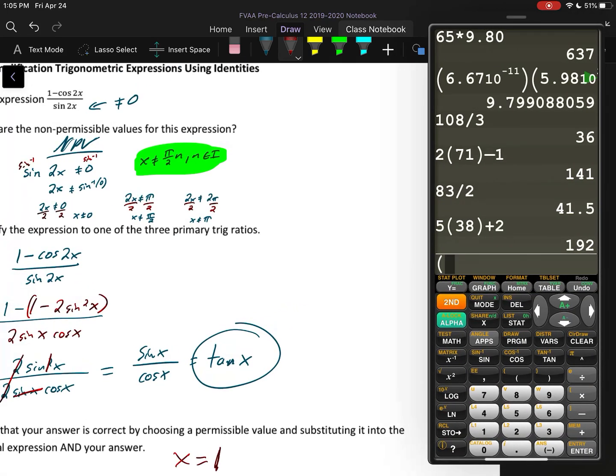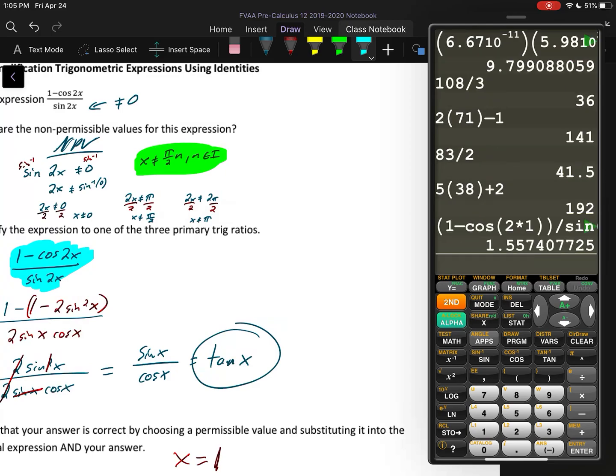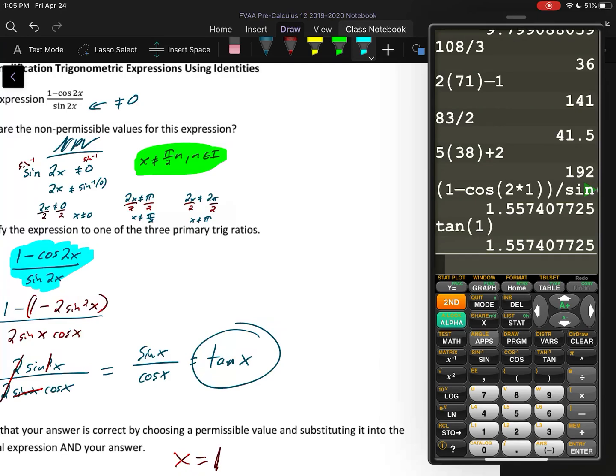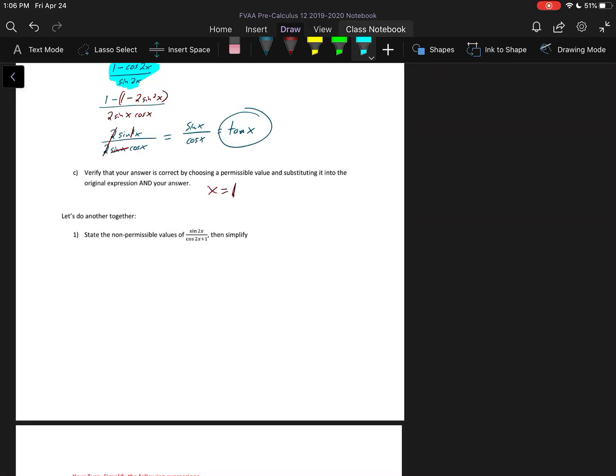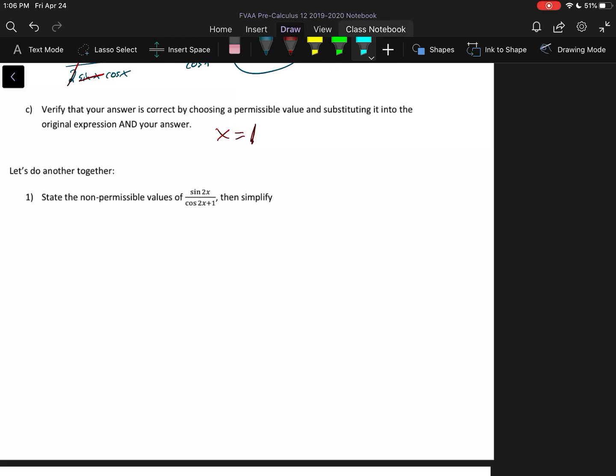On the top, going all the way back to my original equation, I have 1 minus cos, and then 2 times 1, bracket, divided by sine 2 times 1. That's equal to that. And then if I say tan 1, I get the same thing. So they are equal to each other. Okay? All right. Let's try another one. You'll get the hang of these as we go. All right.